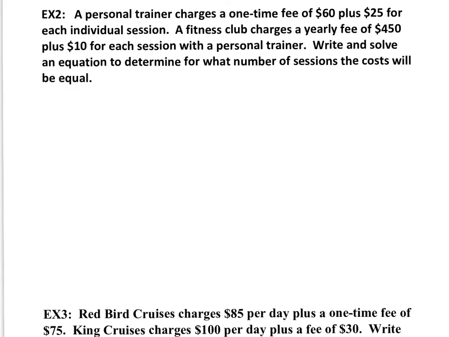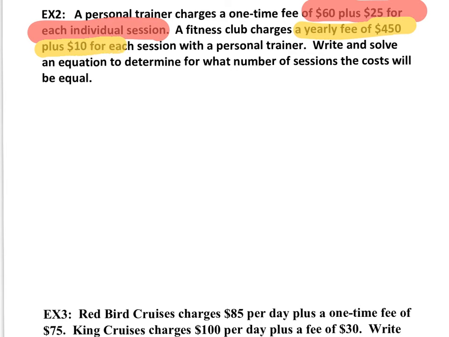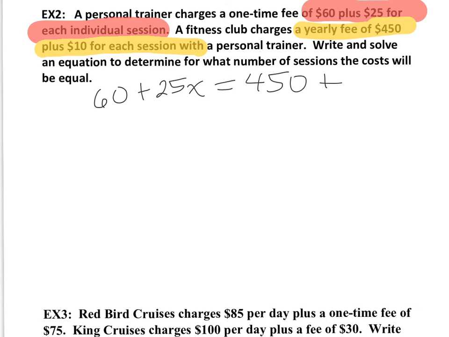So let's look at our key information here. We notice the $60 plus $25 for each individual session. But then we also notice that we have the $450 yearly fee plus $10 each session. So when we're writing our equation, we know that we want the 60 plus the 25x equals 450 plus 10x. And we know that this is the personal trainer. The 60 plus 25x is for the personal trainer. Then for the fitness club, it's 450 plus 10x. And x represents the number of sessions that we are looking for.